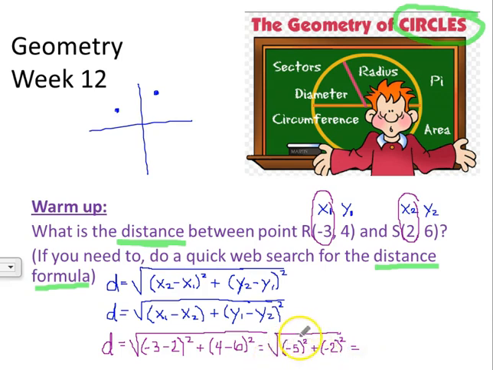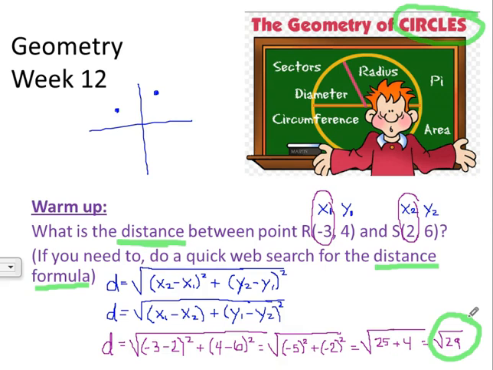Then, what is -5 squared? -5 times -5 becomes +25. And -2 times -2, -2 squared, is 4. Add those together, and I get a total of 29, the square root of 29. Is that a perfect square? It is not. So I'm going to leave my answer as the square root of 29. That's going to be my most exact answer.